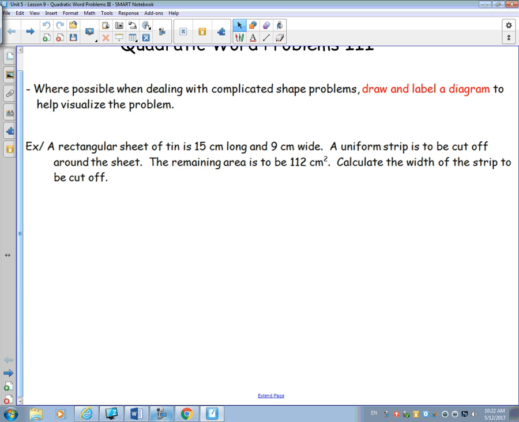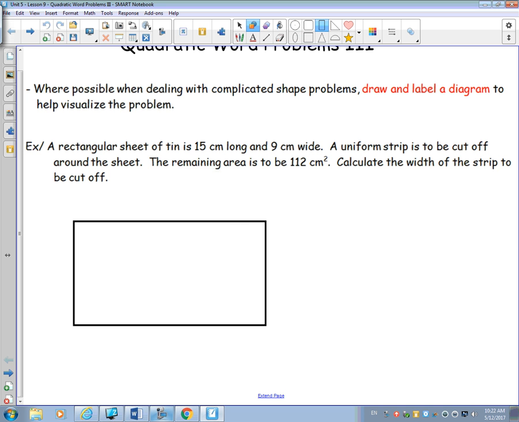A rectangular sheet of tin, 15 centimeters long, 9 centimeters wide. A uniform strip is about to be cut off it. So if we take a rectangle, here's my rectangle. It's 9 by 15. So 15 centimeters, 9 centimeters. And I want to cut some off. Uniform strip. What does that mean? That means it's equal width, and it's the same size all the way around.